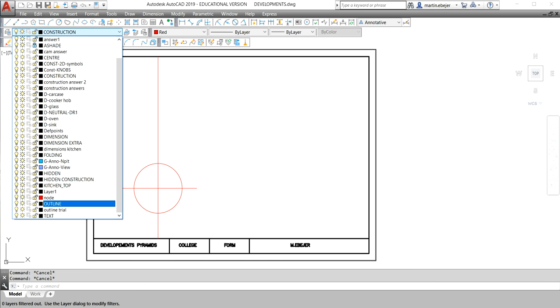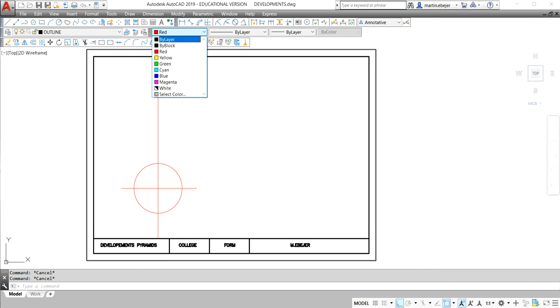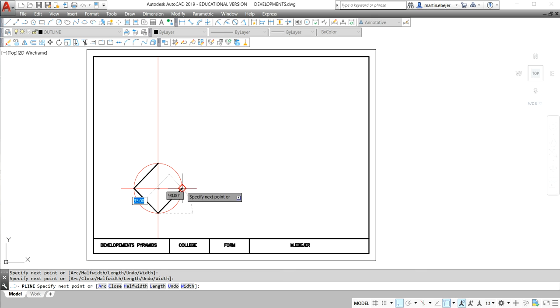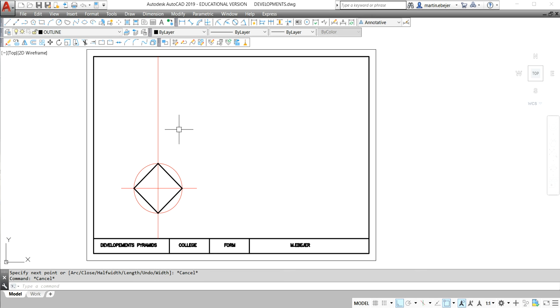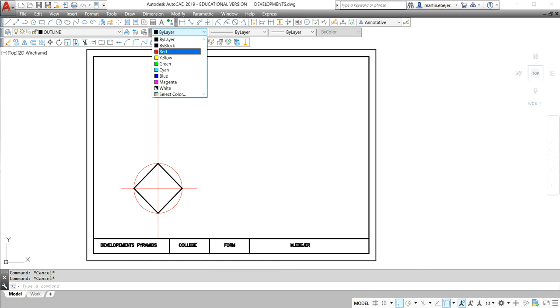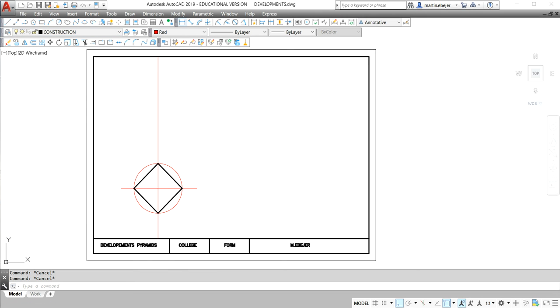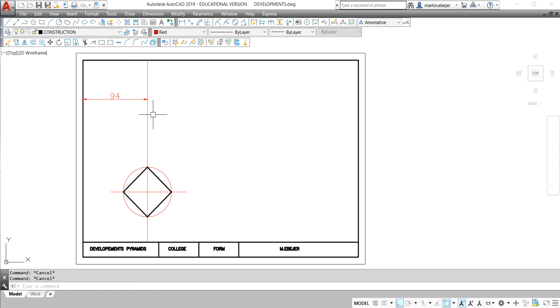With the outline, I'm gonna draw the square. So the square I'm gonna position in this place. The center line we're gonna do it 94 or 100 millimeters away from the border itself.